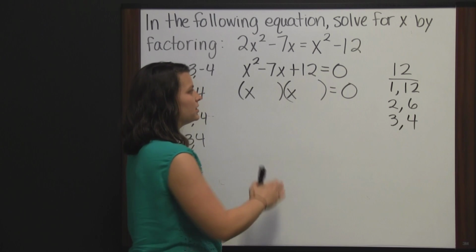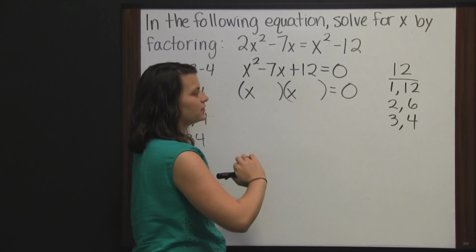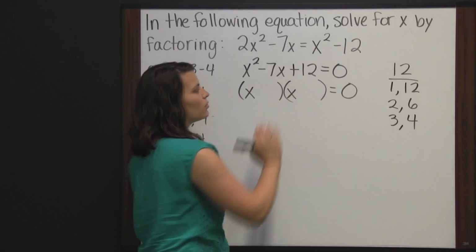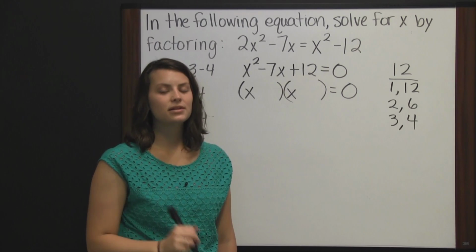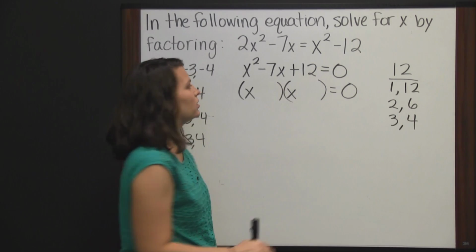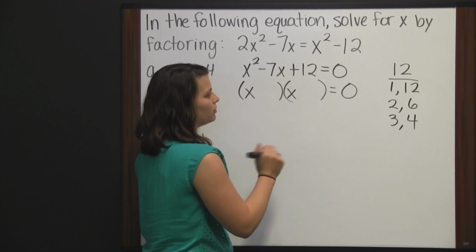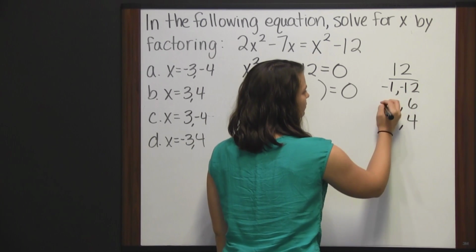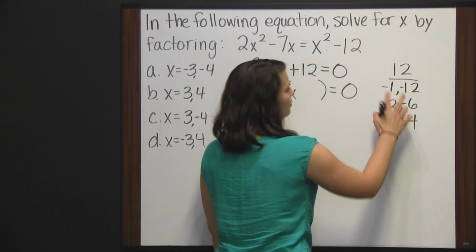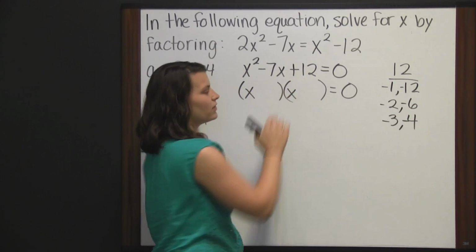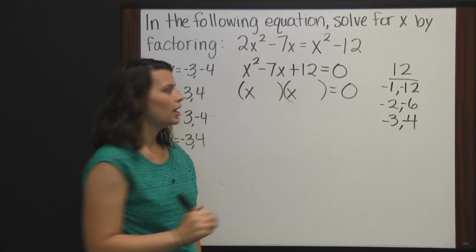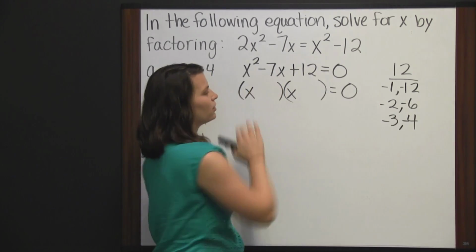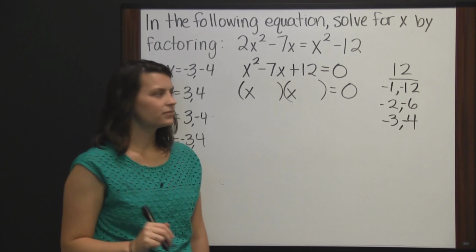Now again, these numbers have to add to give us a negative 7, while also multiplying to give us a positive 12. The only way these numbers can do both those things is if they're both negative. Because a negative times a negative will give us the positive 12, but when we add the two negatives together, we'll get our negative 7.